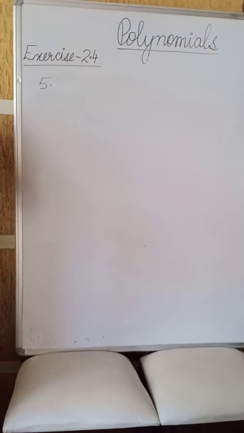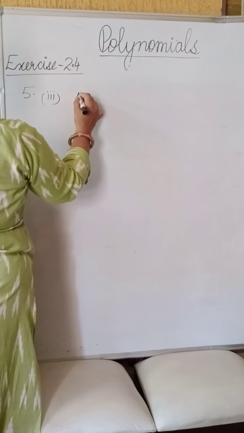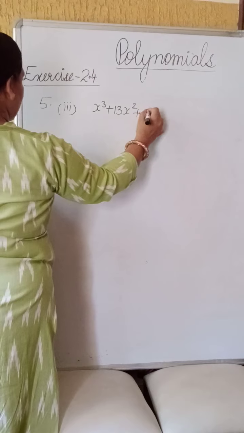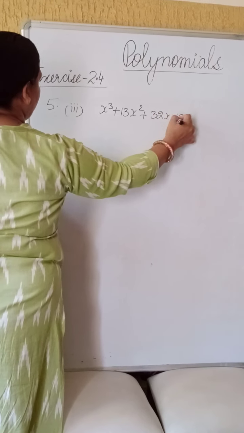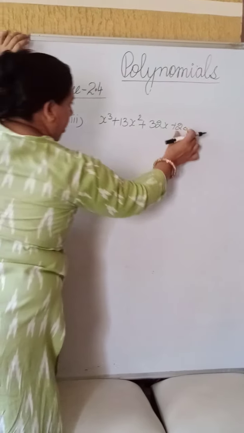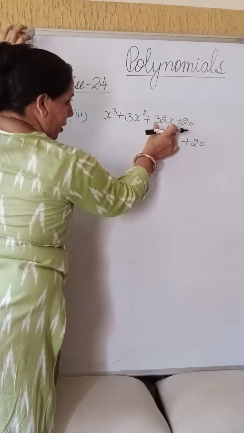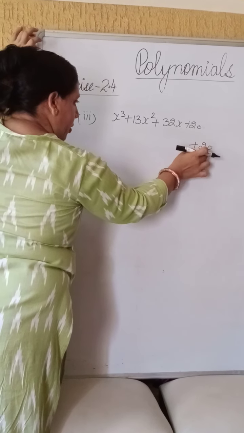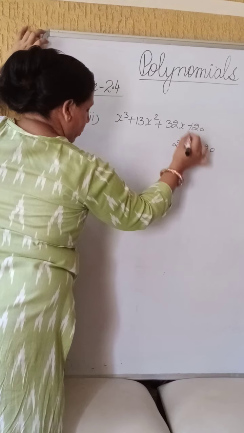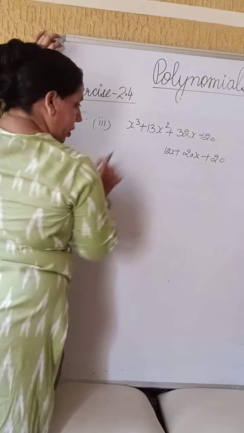Like the second part, we will solve the third part. So what is third part? x cube plus 13x square plus 32x plus 20. The same thing we will do here. Write this 20 as it is. Now 32x is there. We will make the pairs, but 20 must be in that one. So I am writing 20x. What is left? 12x. So that the answer will be 32.